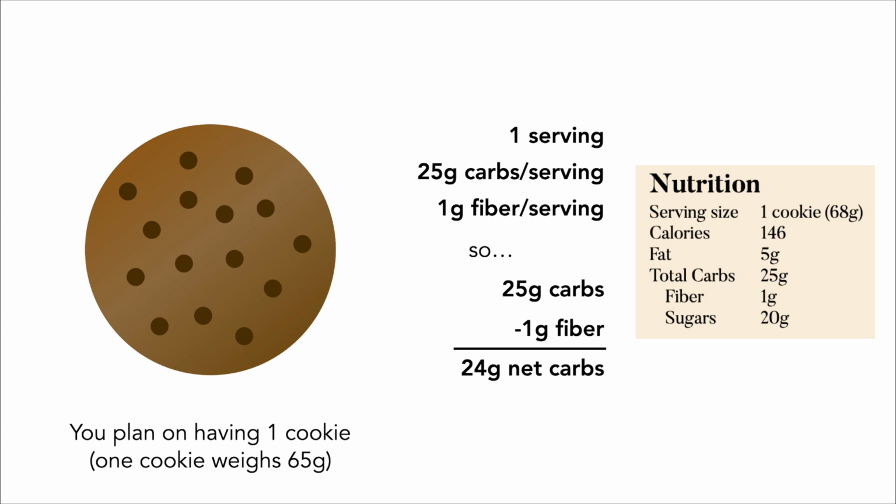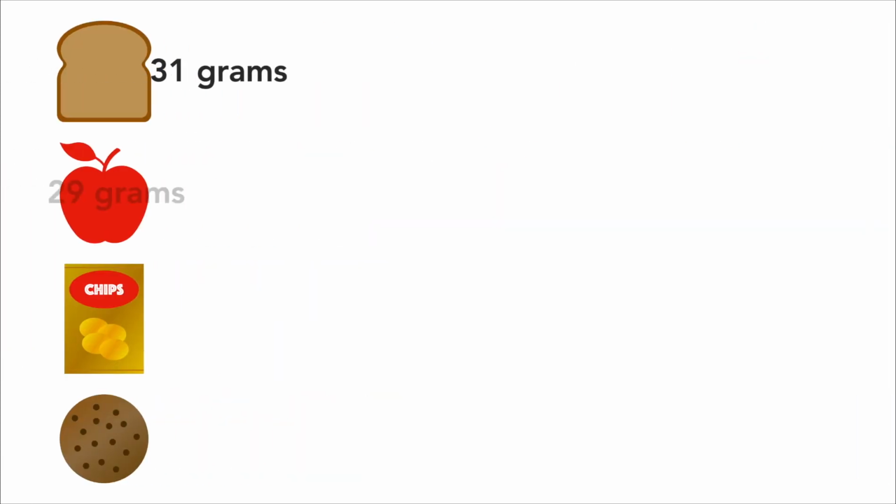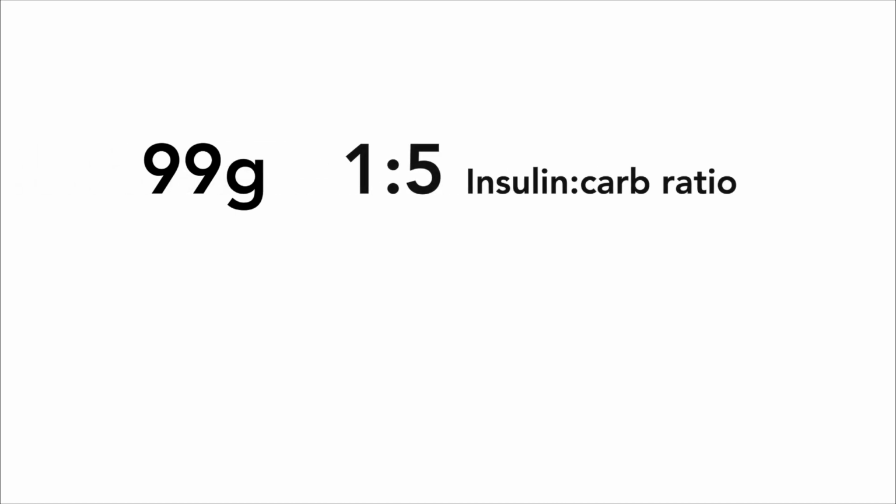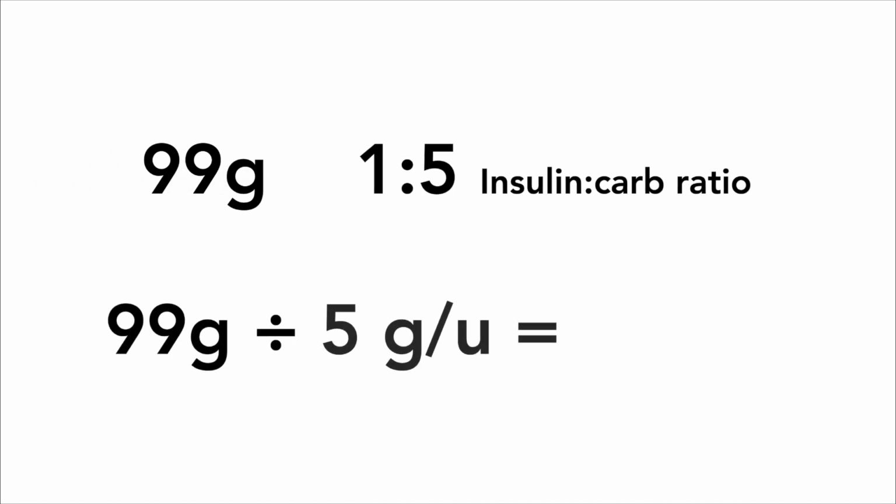Now that we have calculated the carbs for each piece of the meal, we can calculate the total carbs simply by adding everything together, and we get a total of 99 grams of carbs. Perfect. Now we're almost done. To convert that to units of insulin, we are going to use a 1:5 ratio, and we get 19.8 units of insulin. Okay, we've finally completed this carb count.